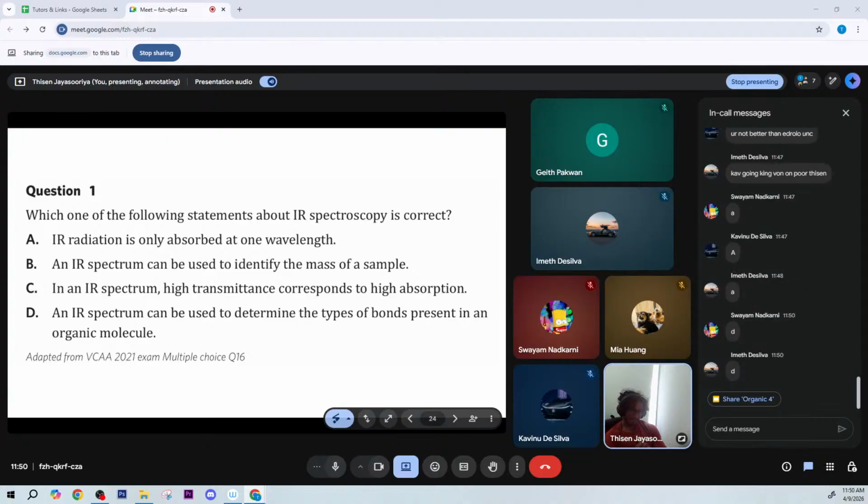One person saying D. We have a second person saying D, a third, a fourth, and a fifth person saying D as well. Holy shit. Yeah, so D.